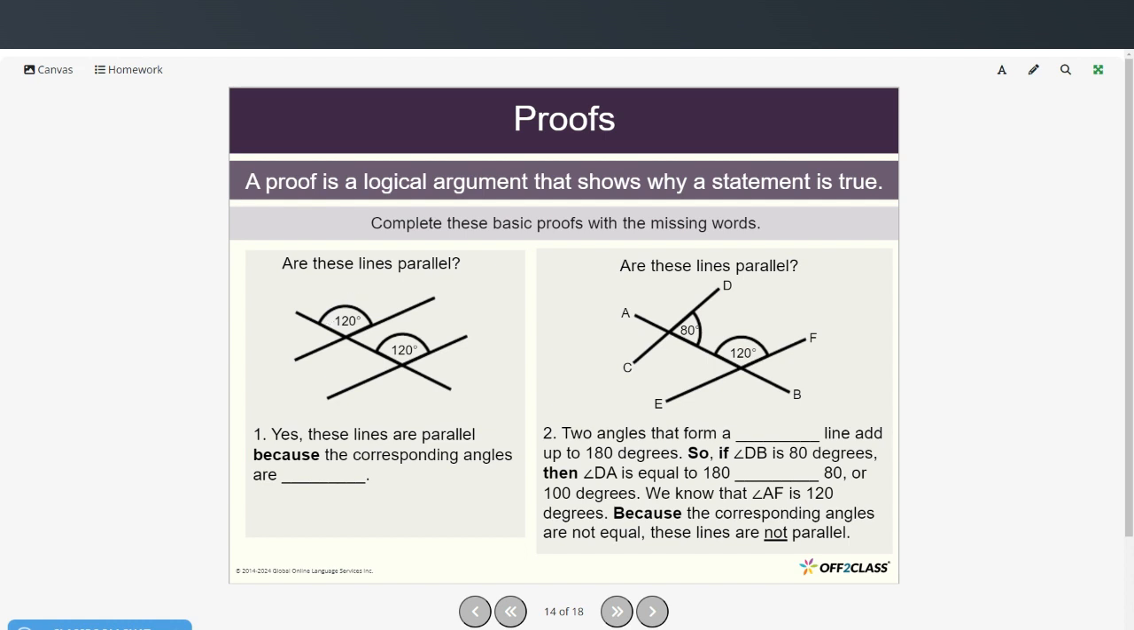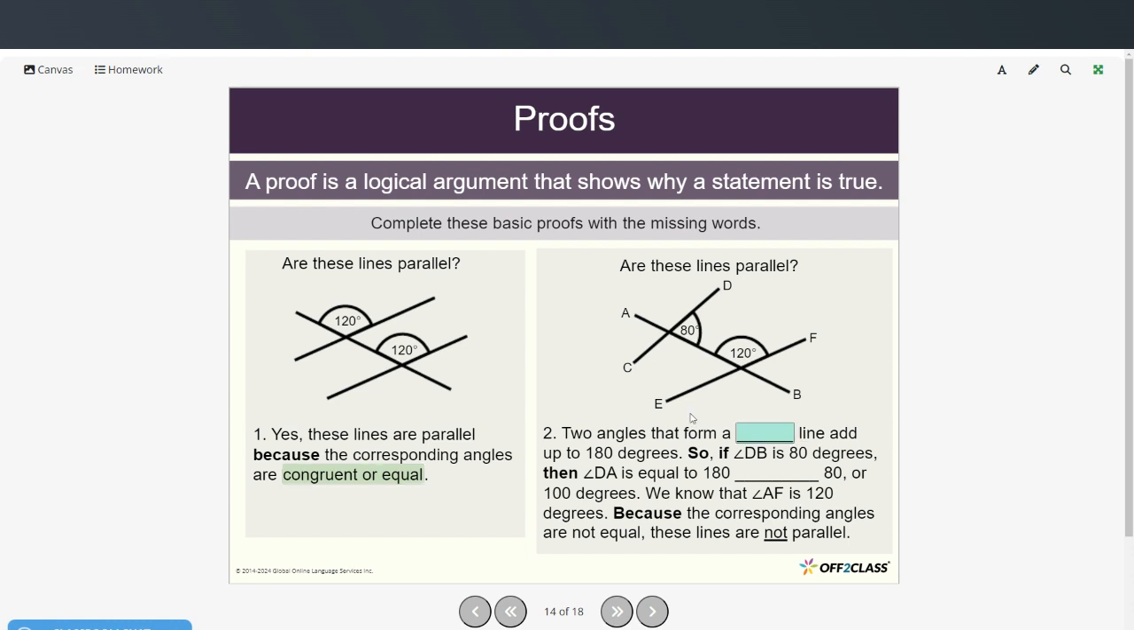So are these lines parallel? And the answer is yes. The lines are parallel because the corresponding angles, we see they're both 120 degrees, so they are congruent or equal. Congruent means equal.